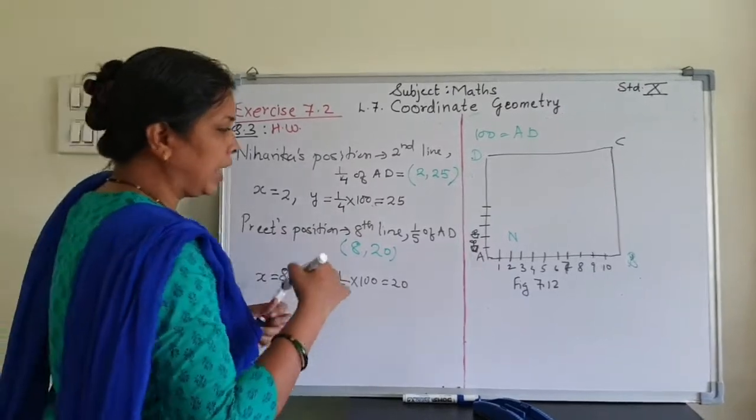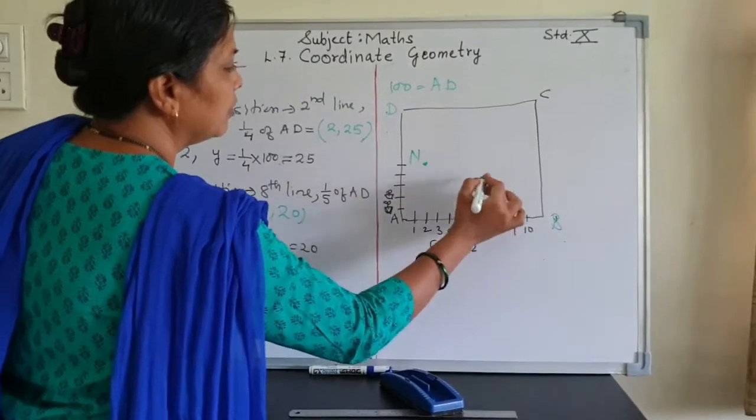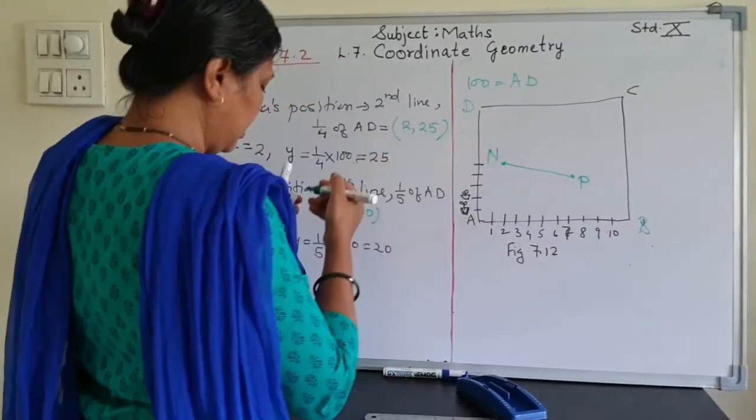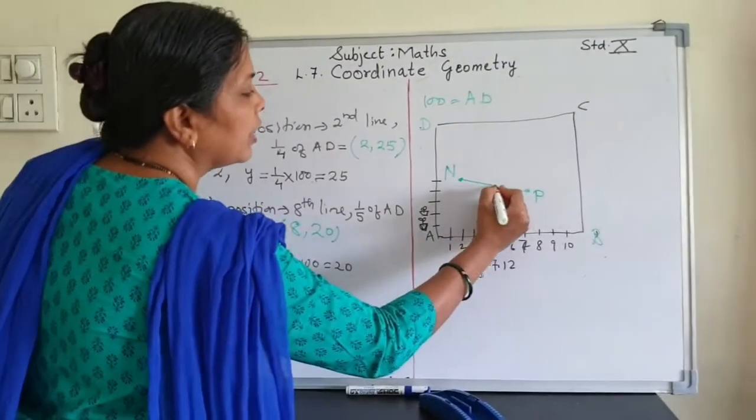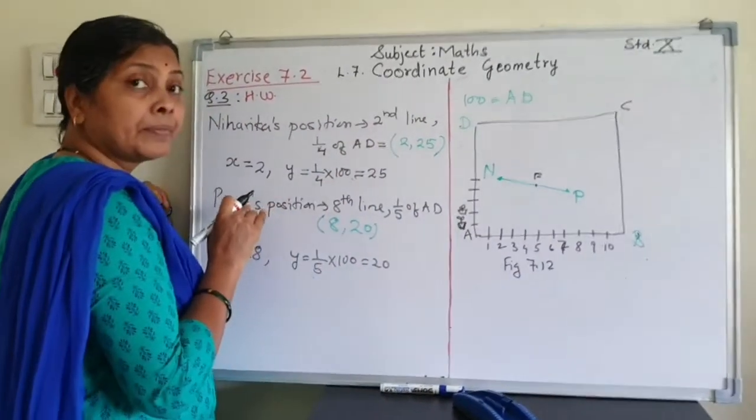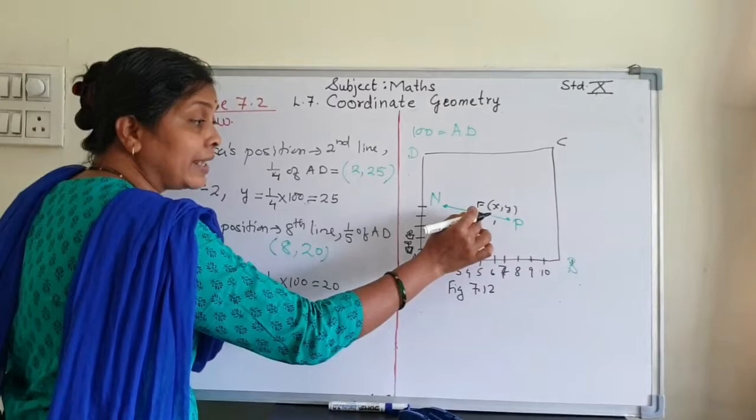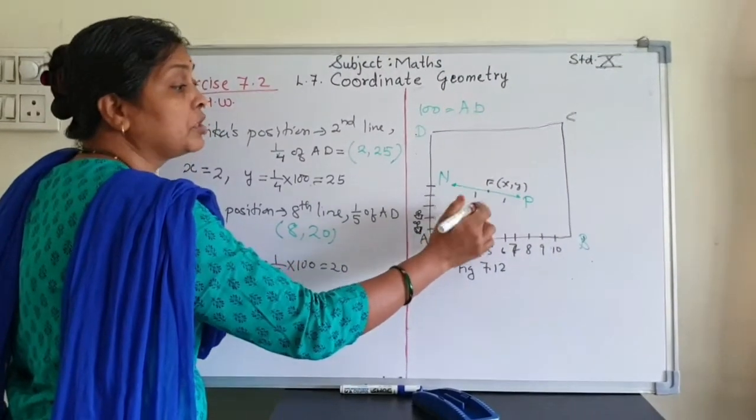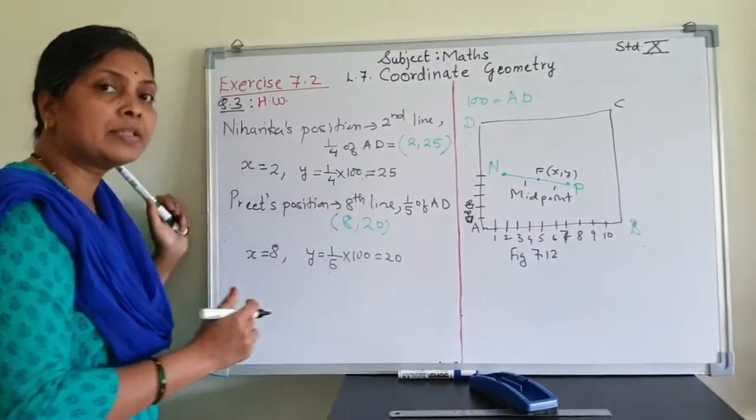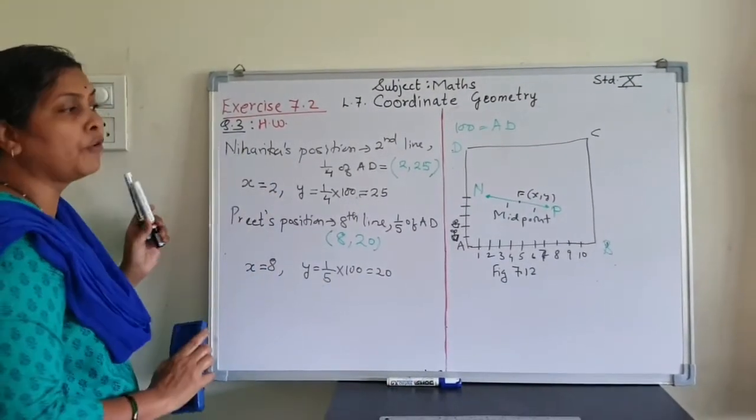So Niharika is here, suppose N, and Preet would be here in the 8th position, and the flag is exactly between N and P. We can call the flag F. You have to find the coordinates of this. How can you get it? It's exactly halfway between N and P, which means you use your midpoint formula. I hope you will solve this sum with these given hints. We will move to the next question, question number 4.